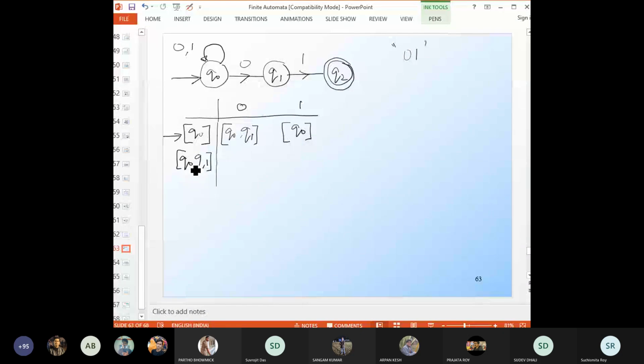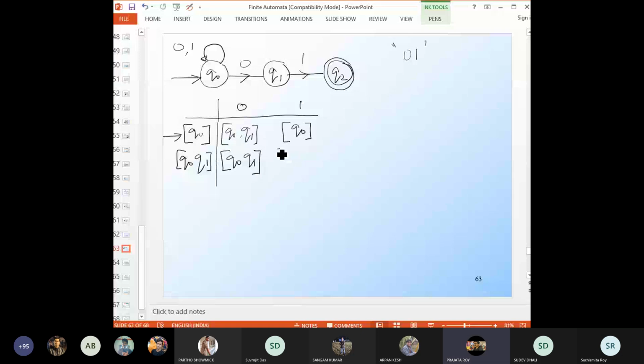So from Q0 on 0, where do we go? Let's start creating the subset. We go to Q0 and Q1 as before. And from Q1 on 0, where do we go? There's no outgoing transition, so this ends here. Now, for input 1, from Q0 on 1, which state do you go to?